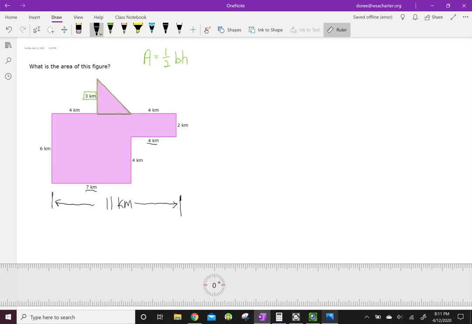Figure them out. So the whole thing is 11. If the whole thing is 11 and up top I have 4 plus 4, well, 11 minus 8, or 4 plus 4, equals 3. So I'm going to say that my base is equal to 3 kilometers. So I have a triangle where the area equals 1/2 times 3 times 3. So 1/2 of 9. So area equals 4.5 kilometers squared. And that's my triangle.